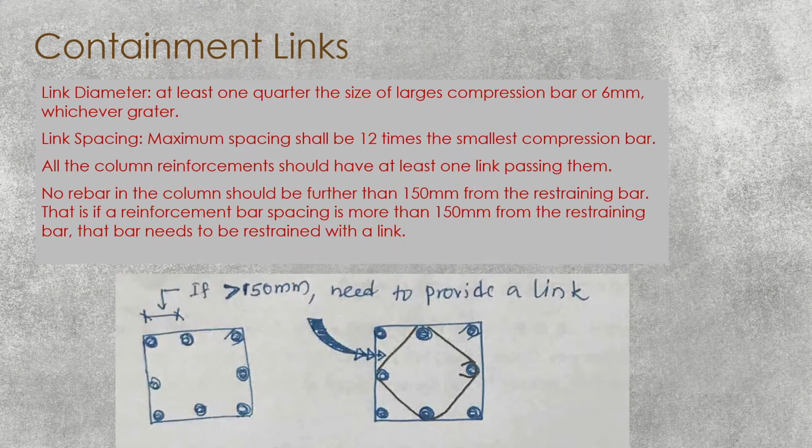Reinforcement links. There are special rules for providing links or stirrups in column reinforcement. Link diameter: generally, the link diameter shall be at least 1/4 of the size of the largest compression bar or 6 mm, whichever is greater. Link spacing: maximum spacing shall be 12 times the smaller bar diameter. All the column reinforcement should have at least one link passing them. At least one link should touch all the column reinforcement.